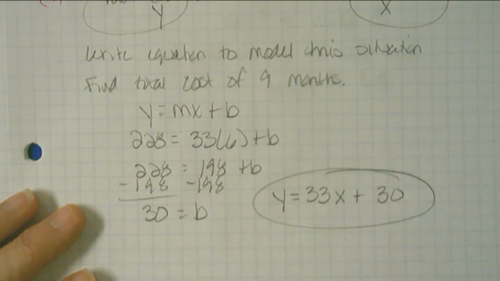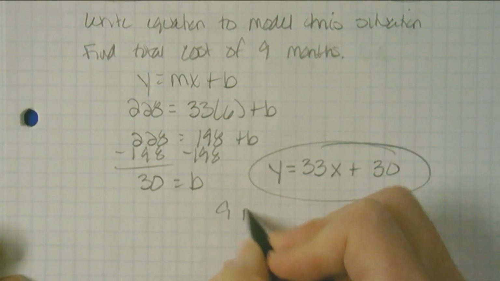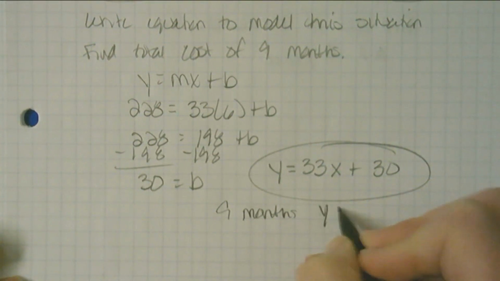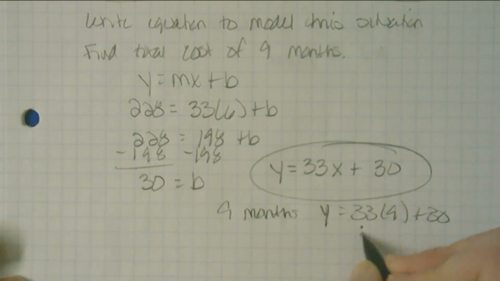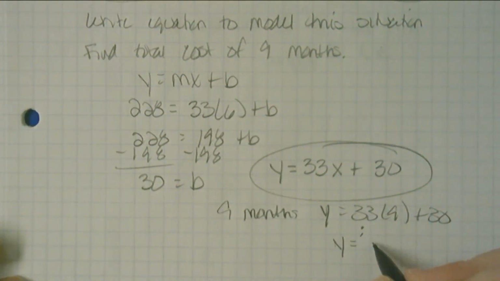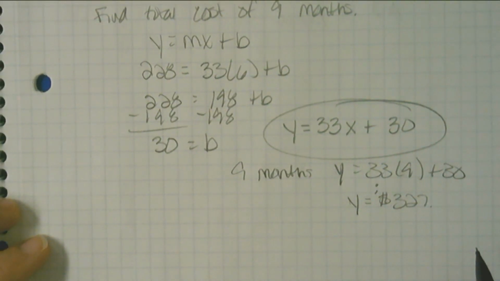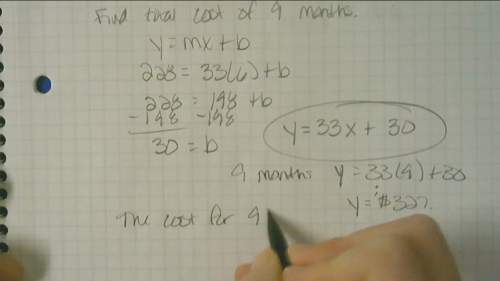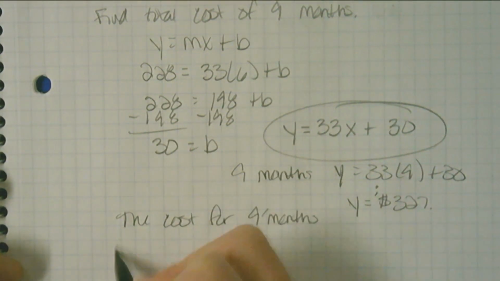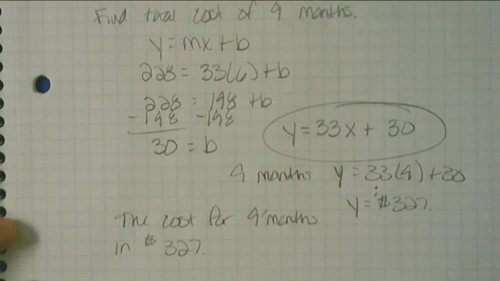Excellent. How many of you guys got that equation? Yeah. All right, so now after 9 months, I'm just going to go ahead and put that in. Y equals 33 times 9 plus 30. Ryan, what did you get as your final answer for the total cost after 9 months? $327. How many of you guys got that? Awesome. So I would say the cost for 9 months is $327. What do you guys think? Pretty cool? You guys go with that?